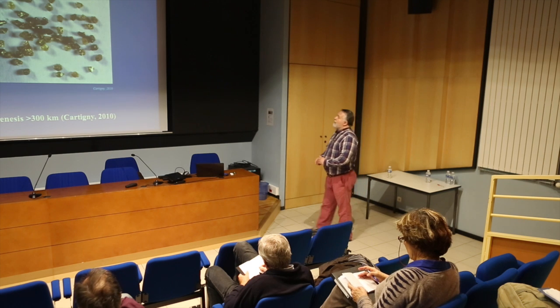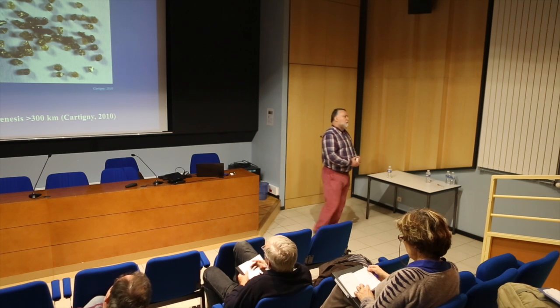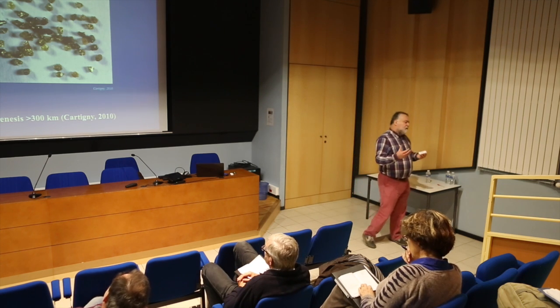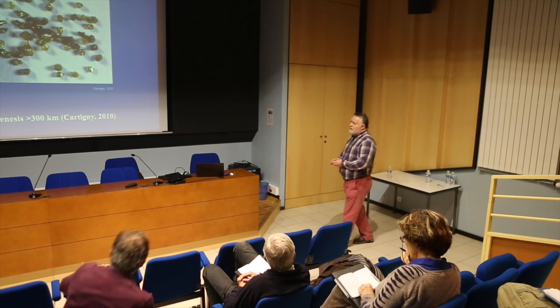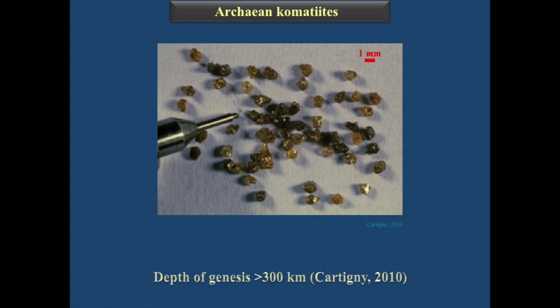So during a long period of time, there were two schools about Komatiite and about the depth of genesis of Komatiite. Some people say Komatiite is very easy to generate quite near the surface, but it was difficult to explain the high temperature near the surface. And other people say no, this is not true. Komatiite needs to be generated at great depth in the mantle.